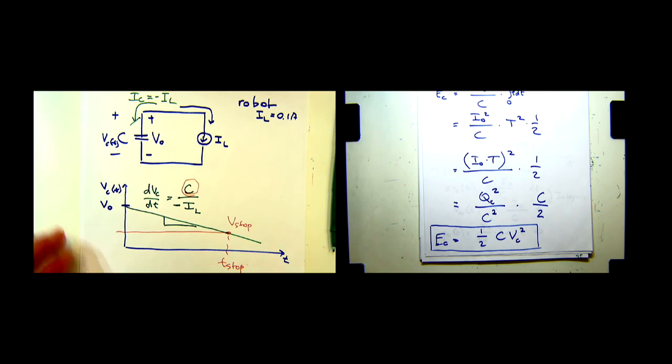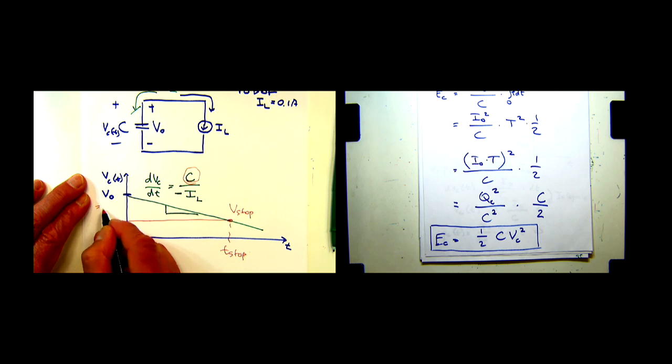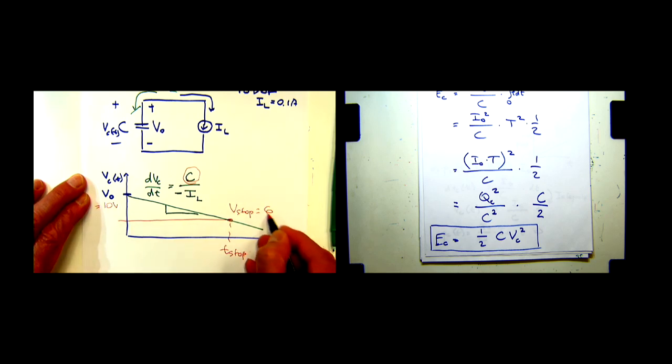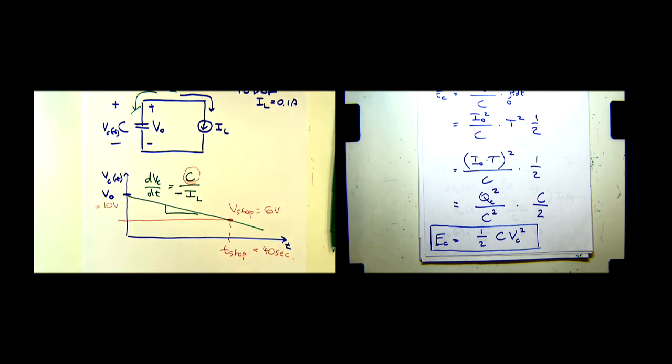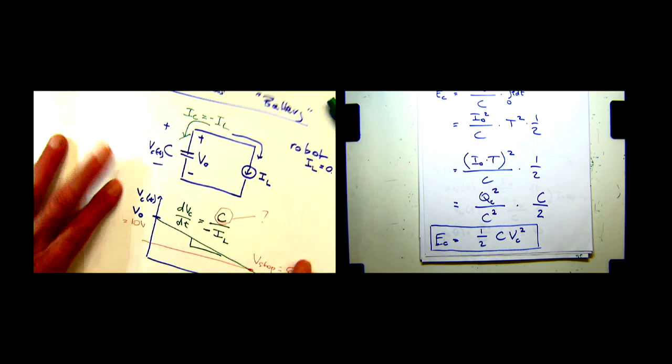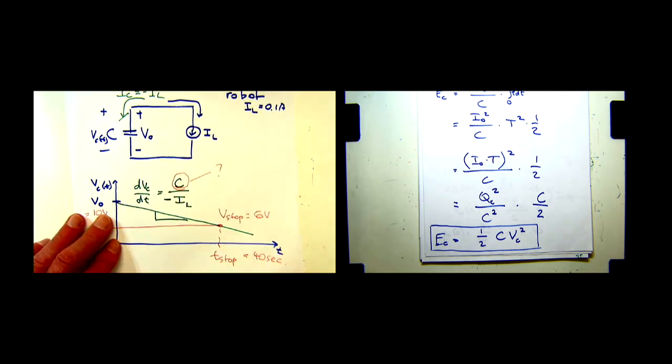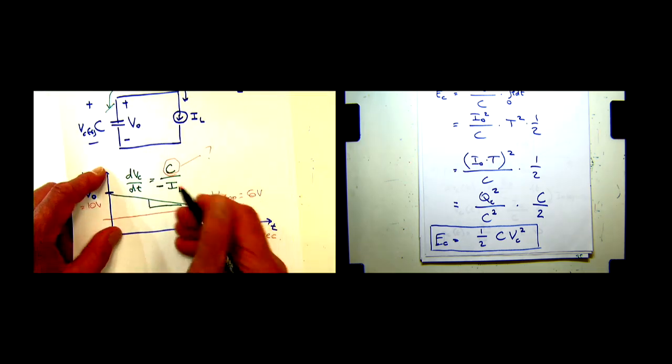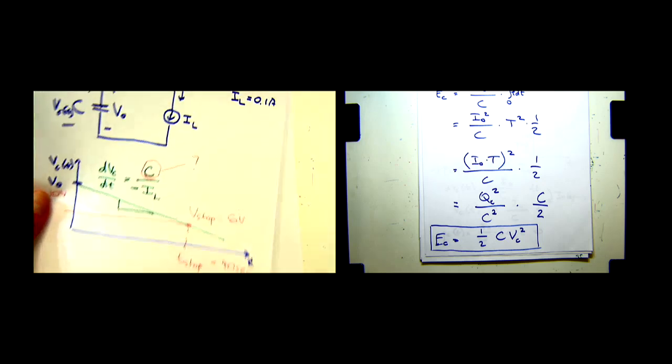Okay? So let's say that V0, for example, was 10 volts, and the V-stop was 6 volts, and we want this to be, let's say, 40 seconds. You can put other numbers if you like, different numbers are better. Let's calculate what this is, okay? And IL we already have, it is 0.1 amps.